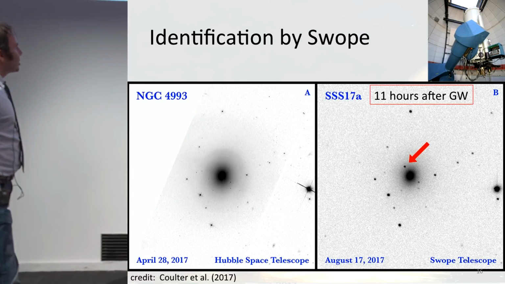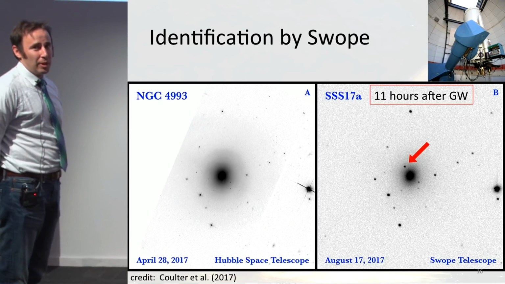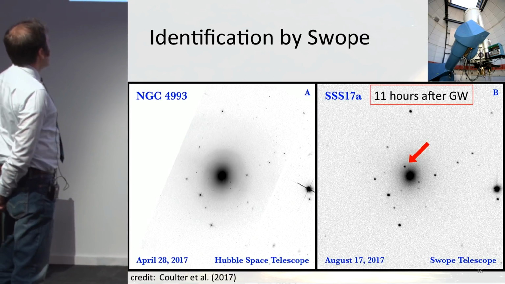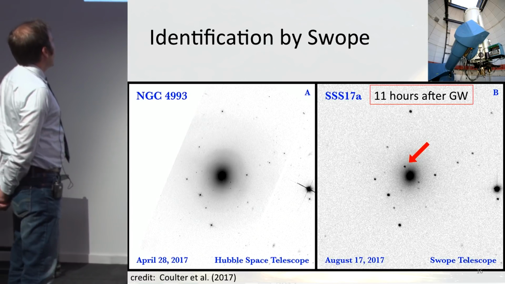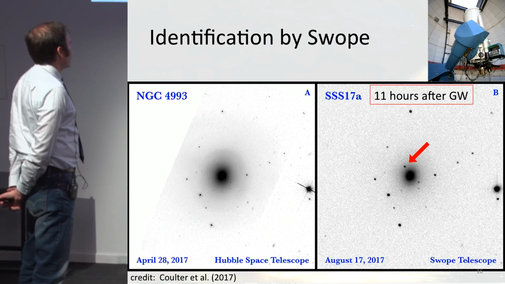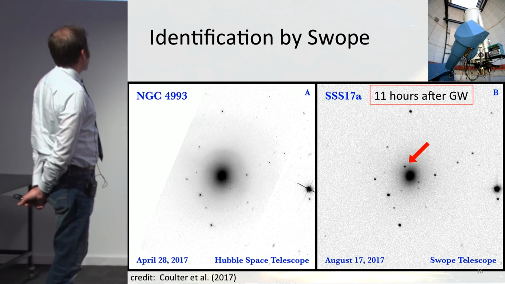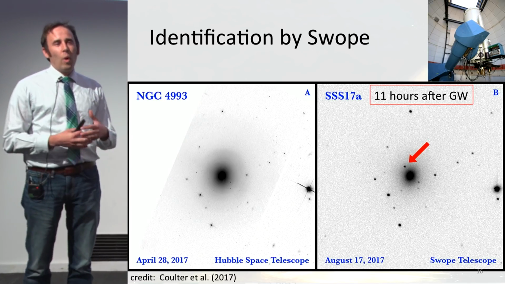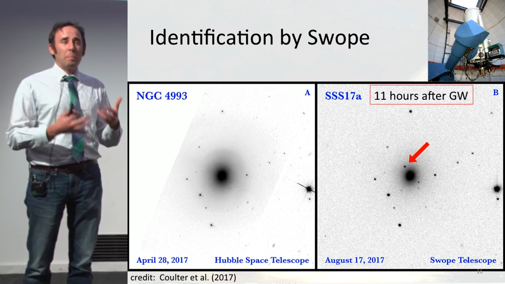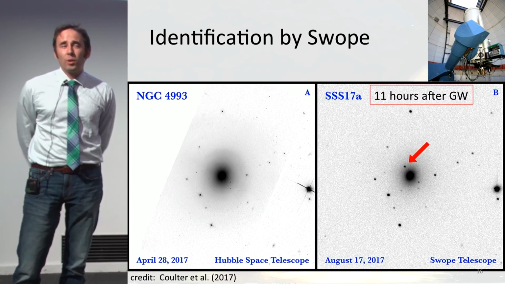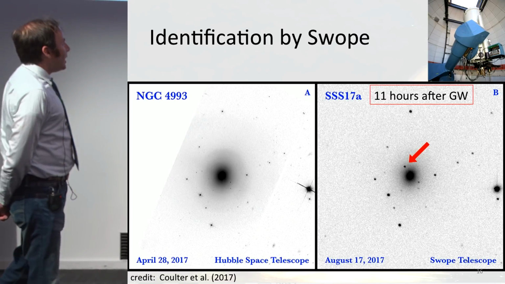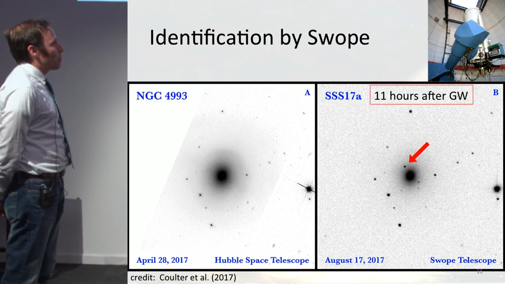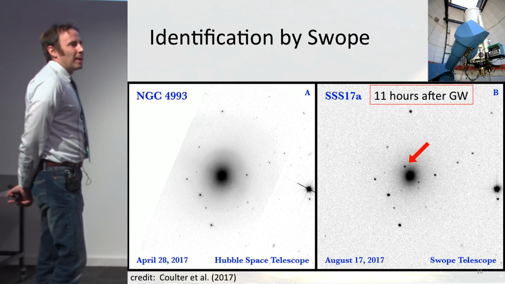Here is a pair of images showing you what SWOPE saw. On the left-hand side, we have a plot showing a reference image. This is from the Hubble Space Telescope, taken back in April of 2017. And this image is to show you what that patch of sky looked like before the gravitational wave event went off. On the right-hand side, we have an image from SWOPE.